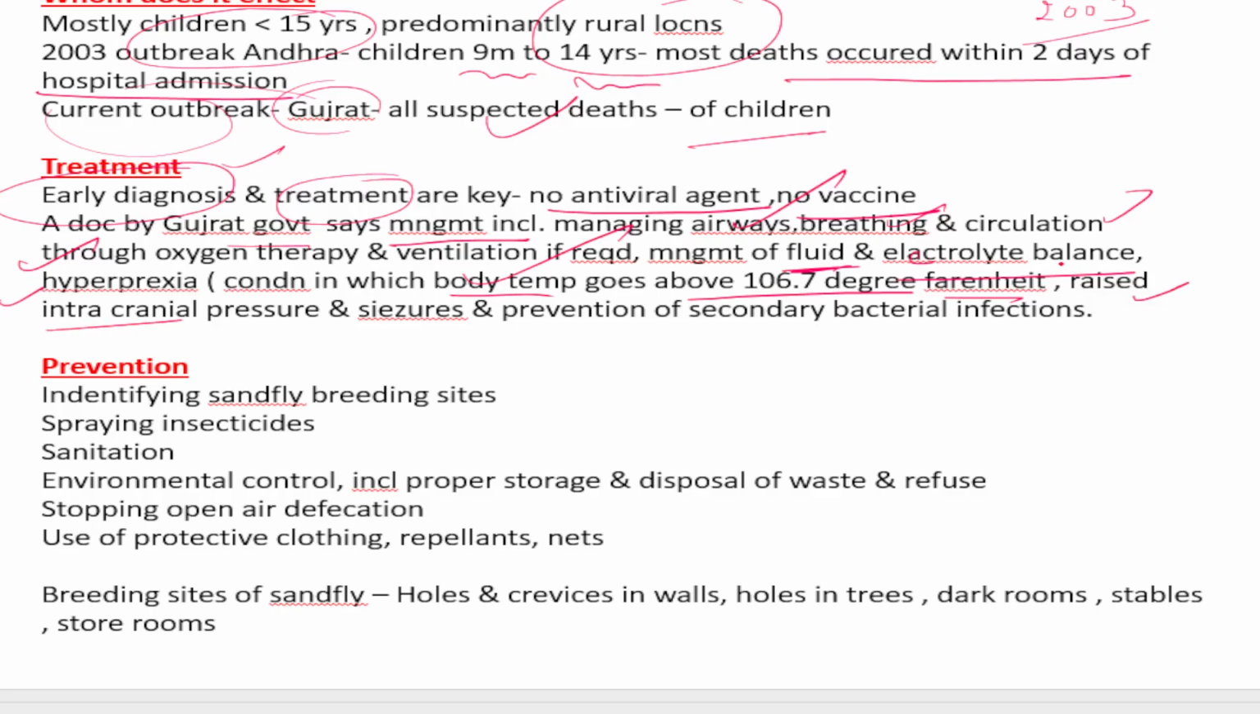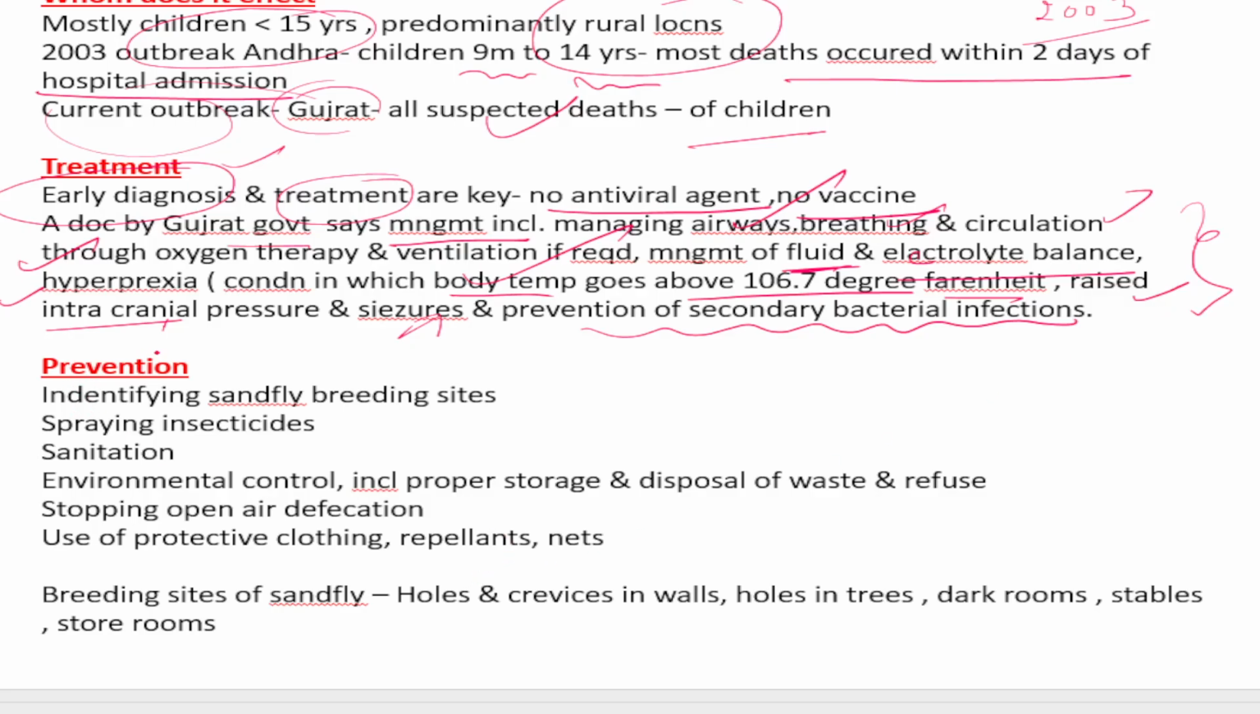So in this disease, the intracranial pressure increases. Cranial refers to the skull. So the pressure inside the skull increases, and managing this pressure through external interventions is required, and management of seizures which occur during the disease is also required. Also prevention of secondary bacterial infections is required. So these are the methods of managing the disease.